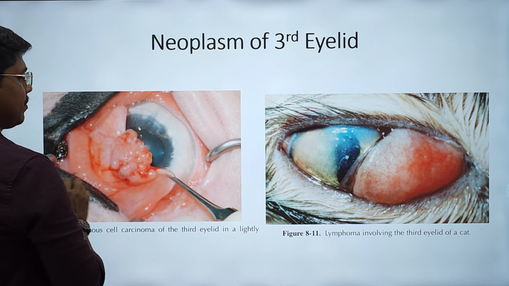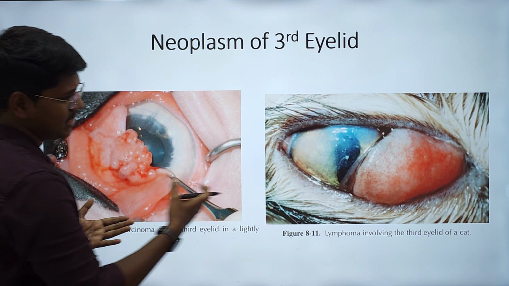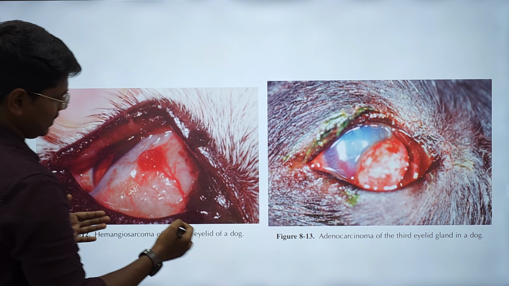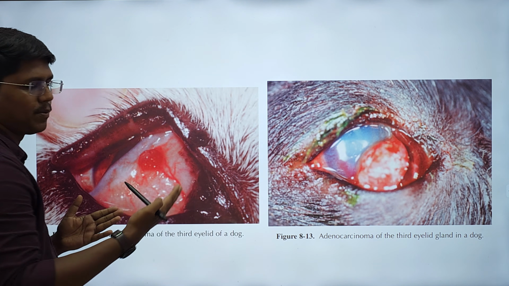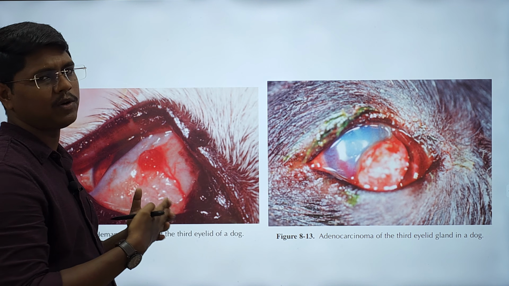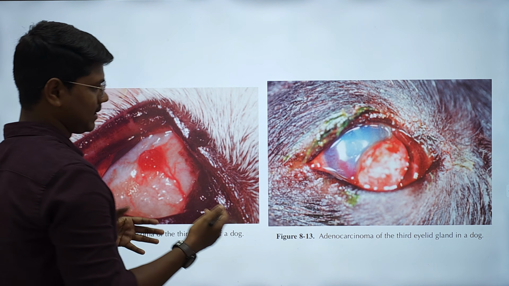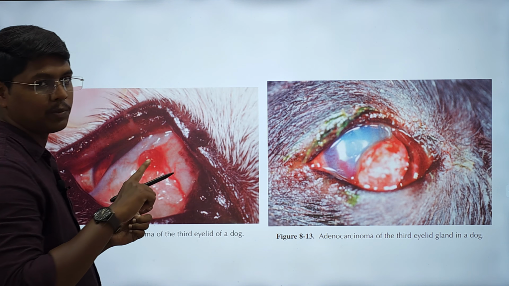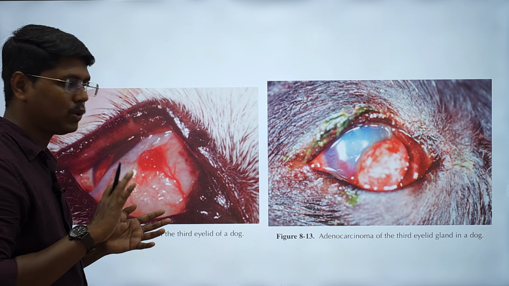Next one is the neoplasm of the third eyelid. You can see different structures can happen. This is squamous cell carcinoma, this is lymphoma, this is hemangiosarcoma, this one is adenocarcinoma. These different types of tumors are categorized on the basis of histopathology. By seeing them you may not be able to tell, but if you are experienced enough you can tell. But it is not confirmatory. From experience you are telling, but confirmation is always through histopathology.